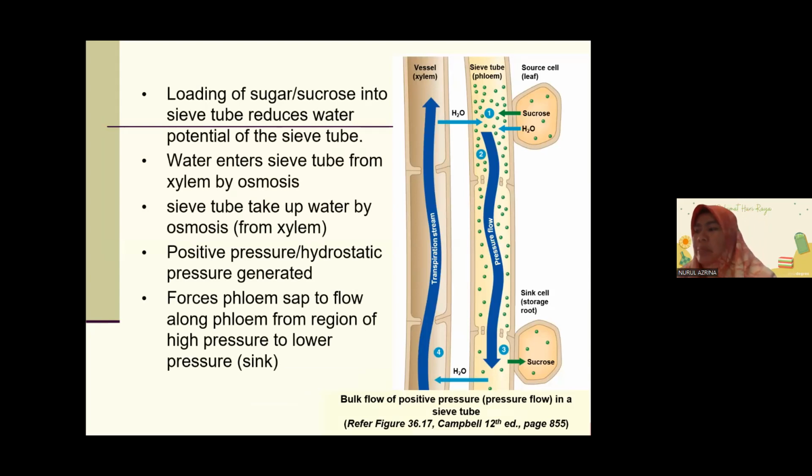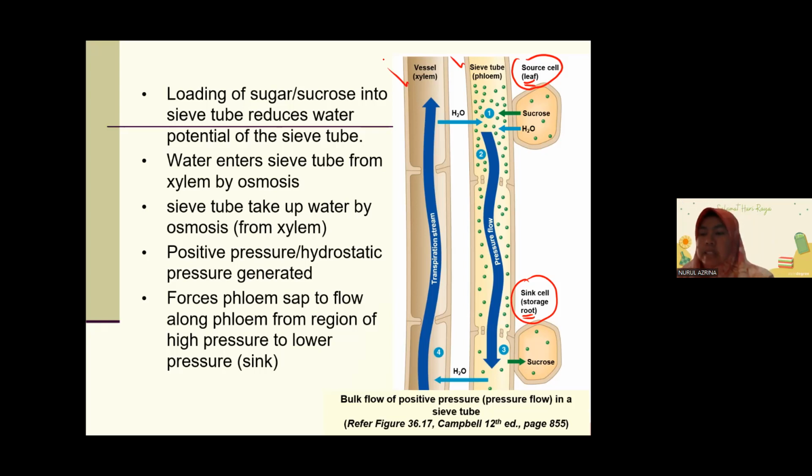Remember, here we have our source cell, the leaf, and this is our sink cell, which is the root. Sugar will be transported from the sugar source to the sugar sink. Here we have the sieve tube, which is the phloem, and adjacent to it, we have the xylem vessel.